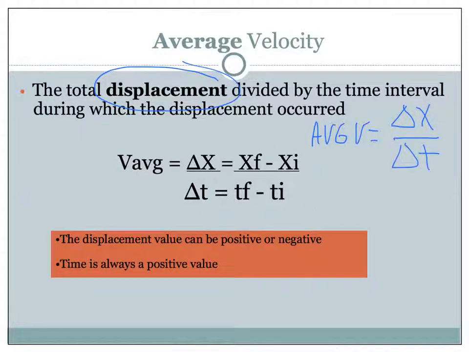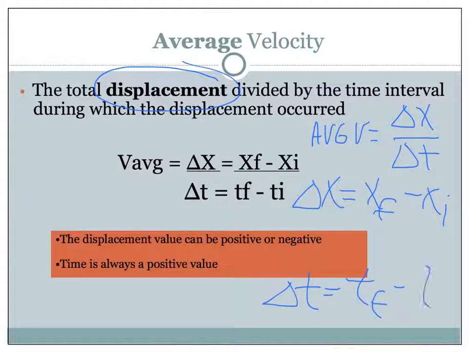Delta x is your displacement. And we already know that delta x equals your final position minus your initial position. Delta t stands for change in time, so your final time minus your initial time. Now your initial time, a lot of the times, is 0. But there could be times where you have a problem where ti might be something other than 0.